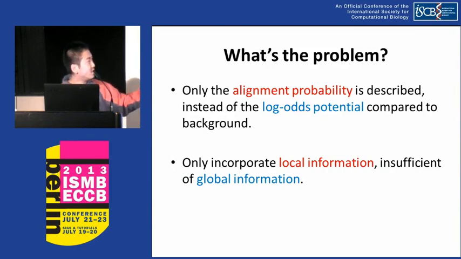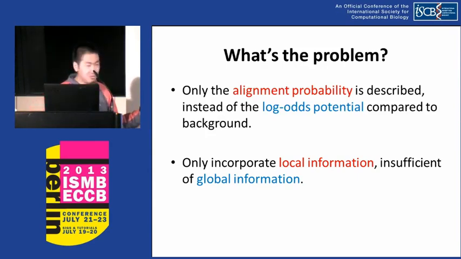Here, I just listed two. The first is that CNFpred only returns the probability of the alignment instead of the log odds ratio compared to the background. That makes the result less significant, since we cannot tell how good the alignment is compared to a random guess. The second problem of the previous method is that we only incorporate the local information on the alignment, while we don't incorporate the global information.